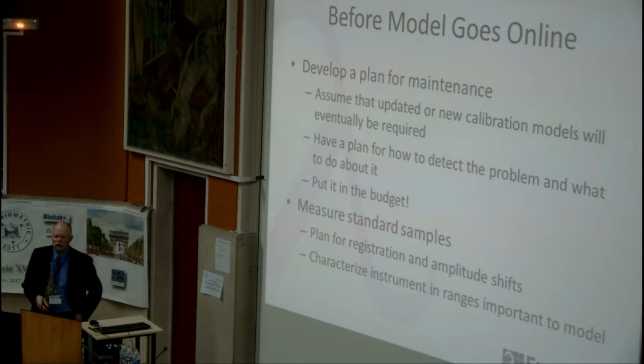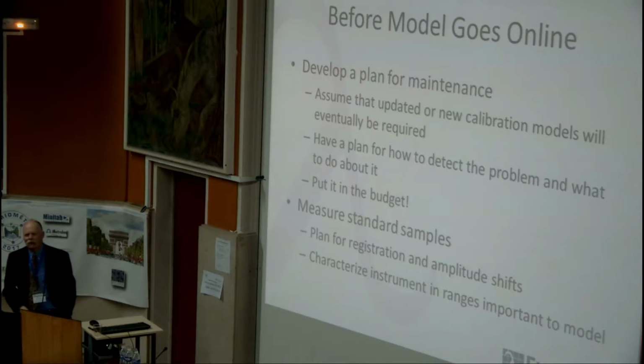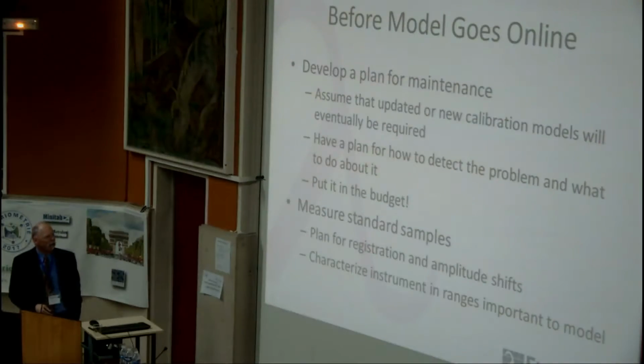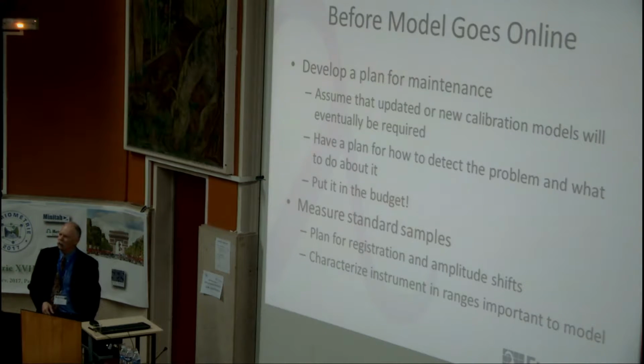So before a model goes online, develop a plan for maintenance. And this just seems sort of obvious, but in fact it's amazingly not routinely done, as near as we can tell. It is in some places, but in a lot of other places, and we've seen it in chemical plants, it was assumed that the calibration model would last forever. And instead, you need to assume that an updated or new calibration model will eventually be required, and have a plan for how to detect the problem and what you're going to do about it, because it will happen, and put it in the budget.